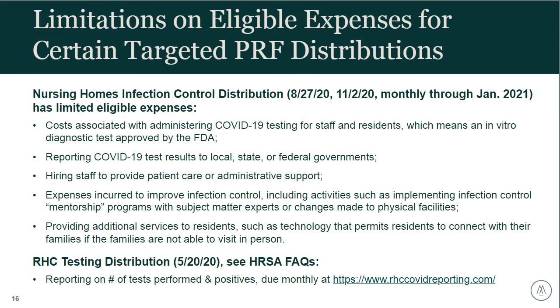Also, the Rural Health Clinic testing distribution very quietly announced on their FAQ website that there is a monthly reporting requirement where you would be reporting the number of tests performed and positives on different COVID tests. So make sure you do take a look at that portal and the FAQs. If you need some help finding those, just let us know and we can help you get there. But that's something to be aware of as well. Also, since the more restrictive use of the funds is required, you would set aside expenses for this first before looking at the broader Provider Relief Fund.